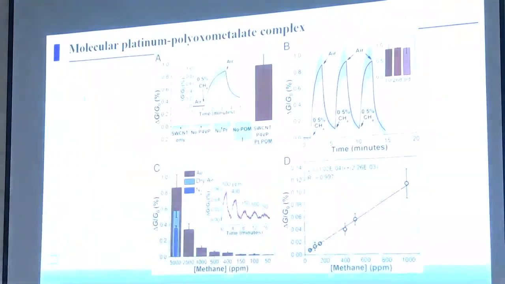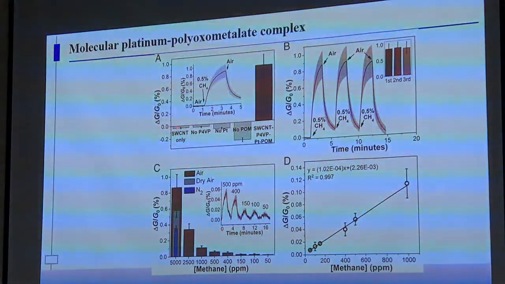See here the results for different analytes. In the first case, this is only carbon nanotube, so there is no response here. We are talking here about methane, 0.5%. For no POM, 4VP, again, no response. No Pt, no response. No POM, no response. But when it comes here, you see a pretty high response. That is delta T divided by T. So it is very selective for methane at 0.5% here.